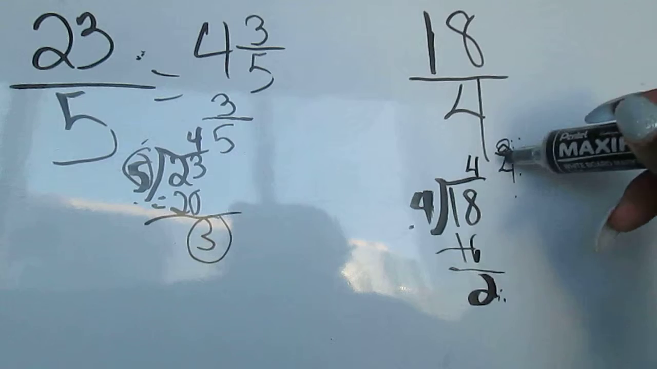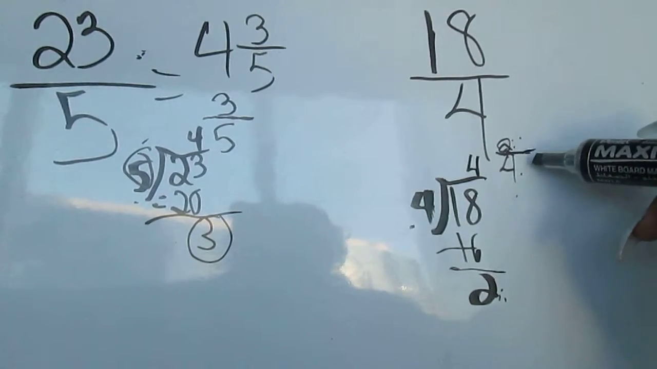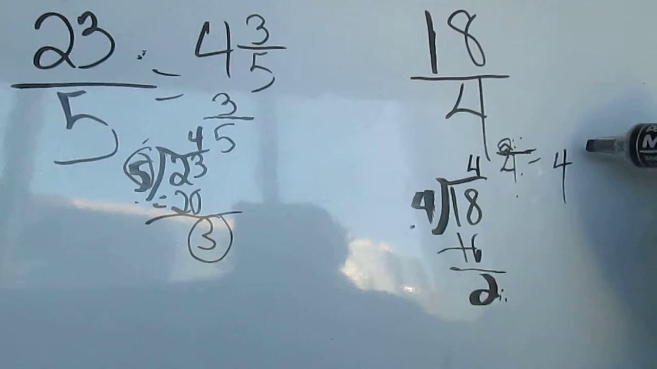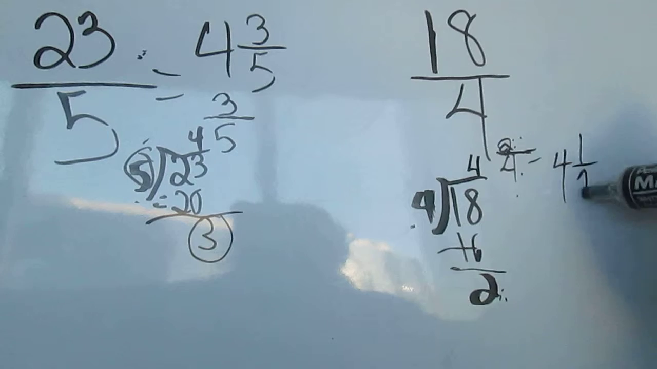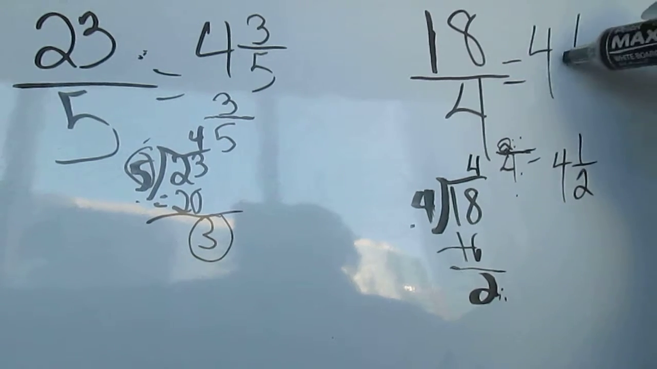So your end product is 4 and 2 fourths. I can simplify the 2 fourths because I know that 2 is half of 4 and make it 4 1/2. So 18 over 4 equals 4 1/2.